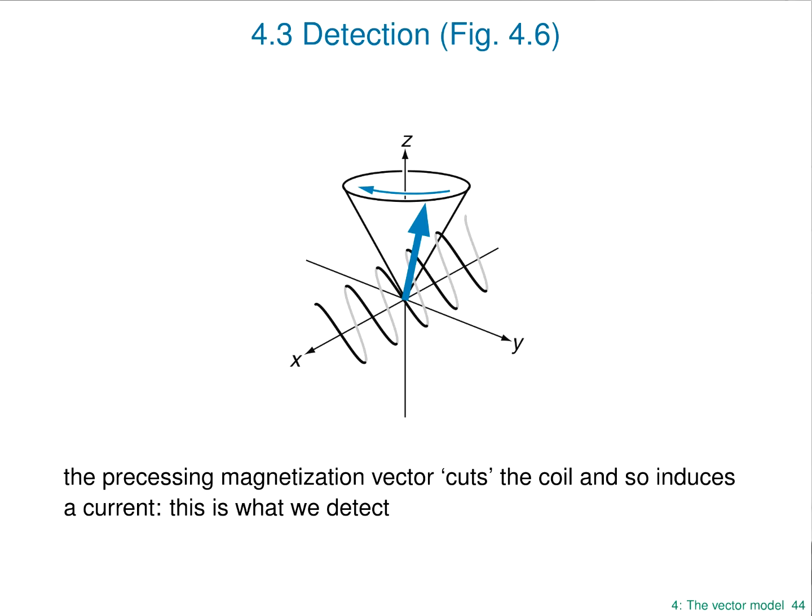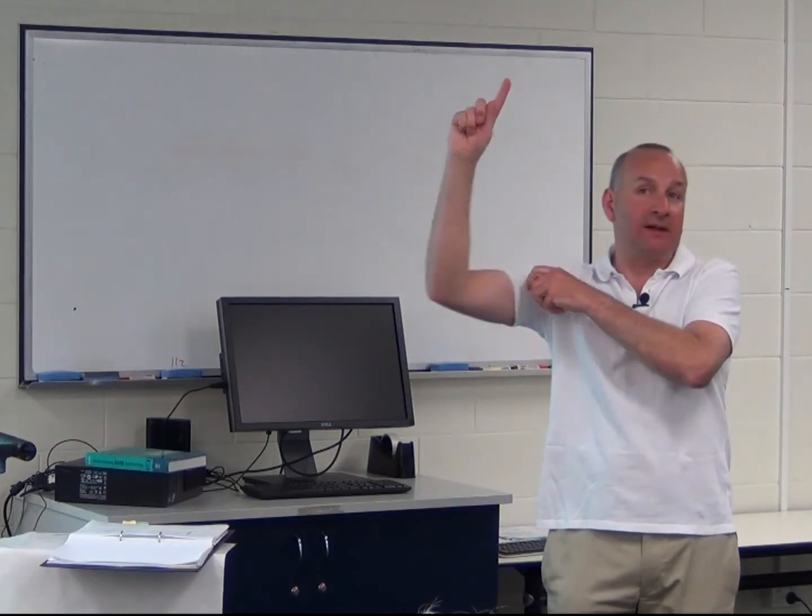So what you do is you wrap a little coil around the sample. This is my attempted representation to show a coil which is wrapped around the x-axis. And the magnetization vector is going round and round like this around the z-axis. And the result is that the magnetization vector cuts the coil, and that induces a current in the coil. And that's what you actually detect in an NMR experiment.